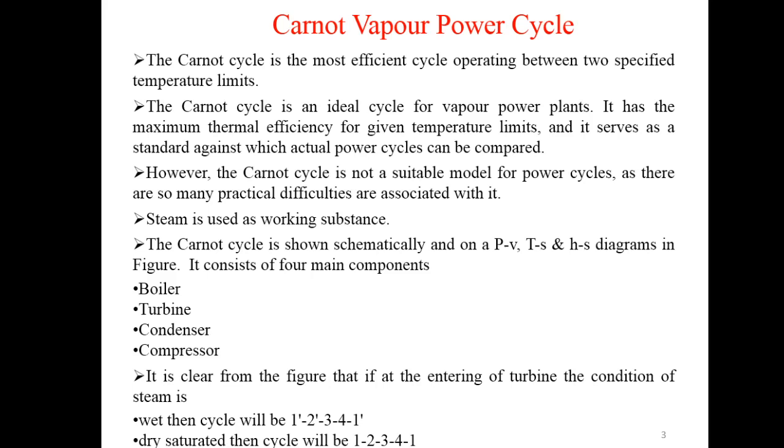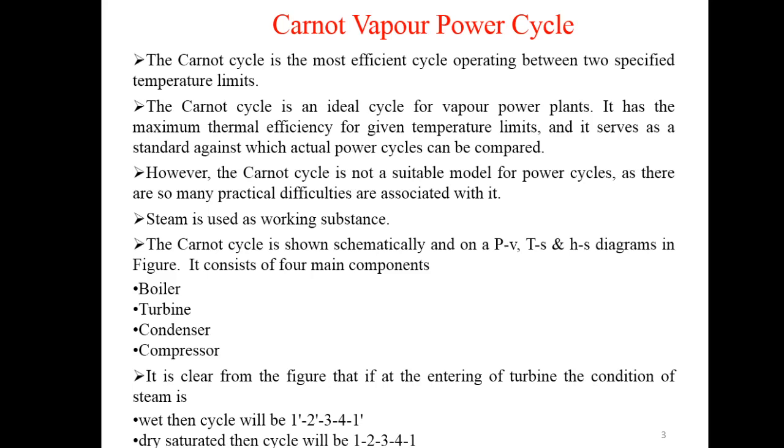The Carnot cycle is the most efficient cycle operating between two specified temperature limits. The Carnot cycle is an ideal cycle for vapor power plants. It has the maximum thermal efficiency for given temperature limits, and it serves as a standard against which actual power cycles can be compared. However, the Carnot cycle is not a suitable model for power cycles, as there are so many practical difficulties associated with it.